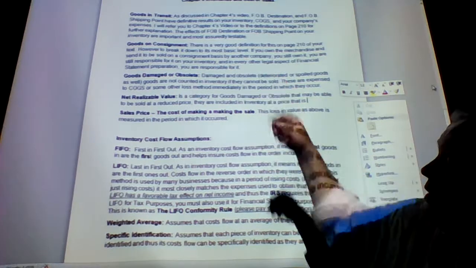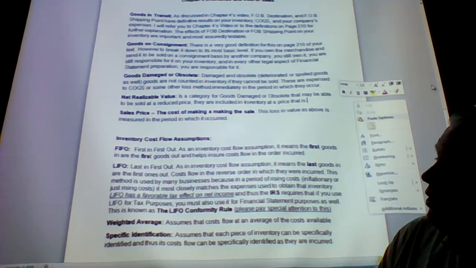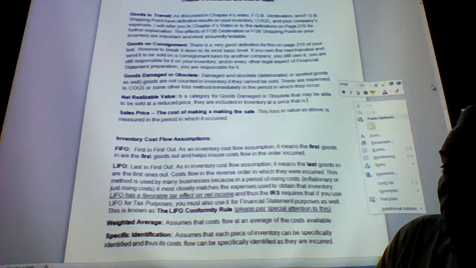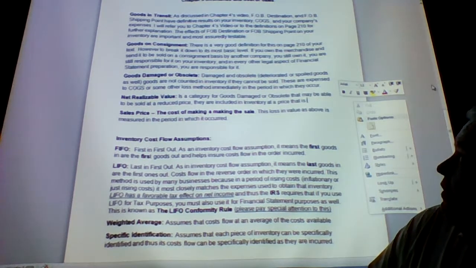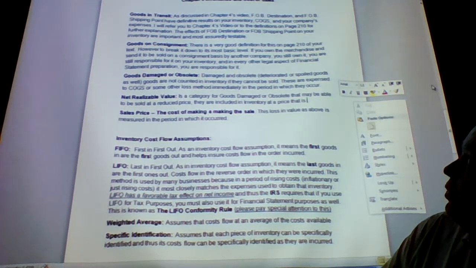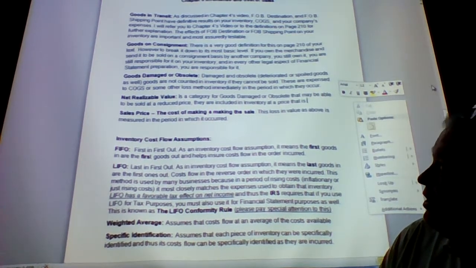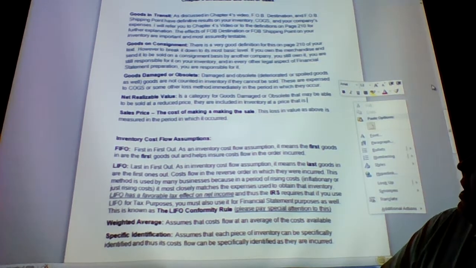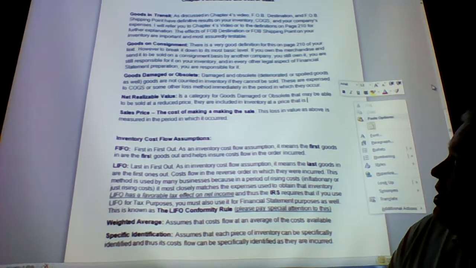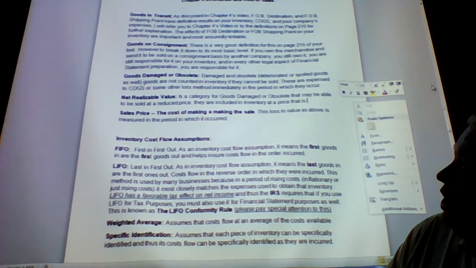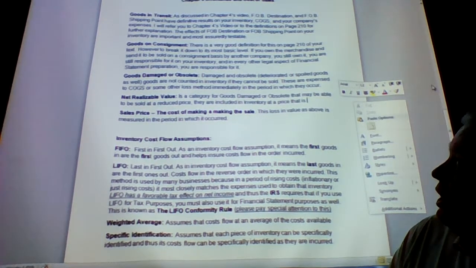At the top of this, you'll see inventories and cost of goods and cost of sales for Chapter 5 is the topic. Goods in transit. As we discussed in Chapter 4's video, FOB destination and FOB shipping point have definitive results on your inventory, cost of goods sold, and your company's expenses. I will refer you to Chapter 4's video or to the definitions on page 210 for further explanation. The effects of FOB destination or FOB shipping point on your inventory are important and are most assuredly testable.